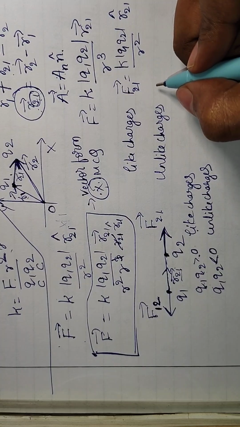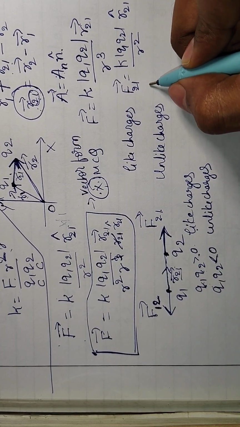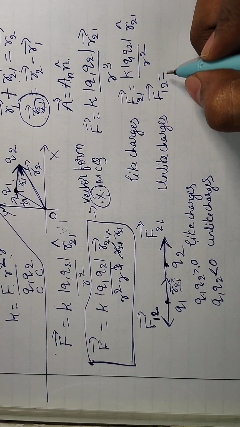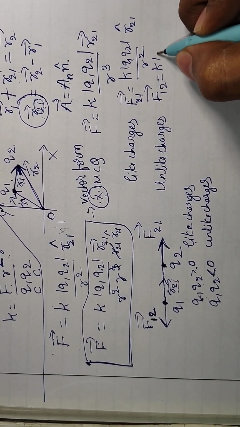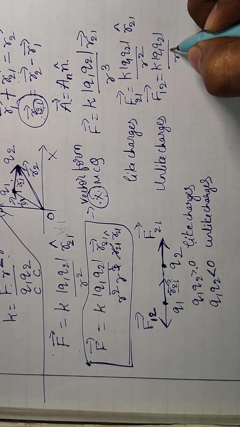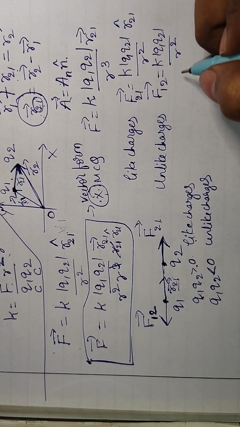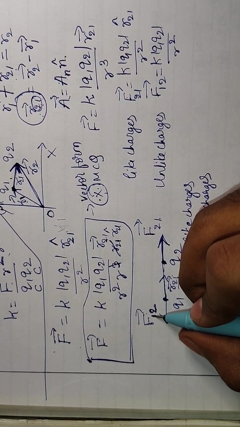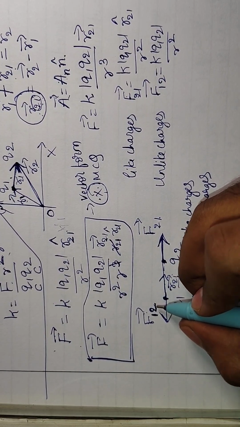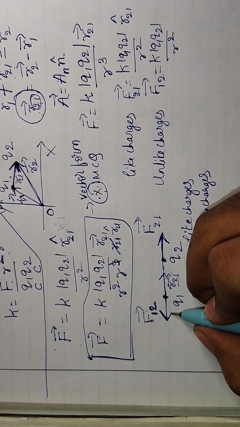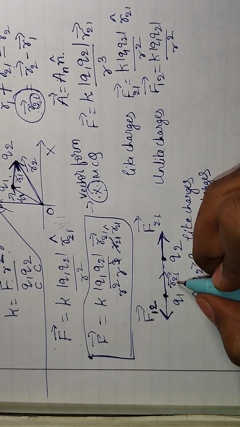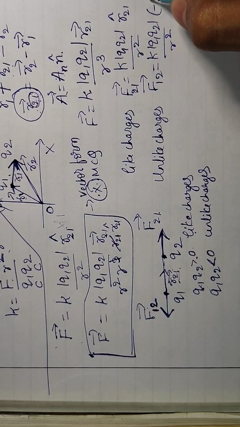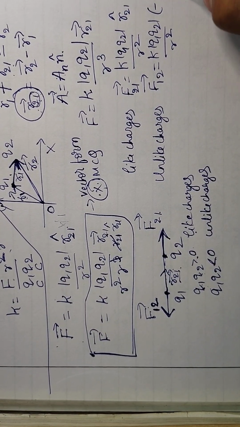Okay, similarly, can you tell me what will be F12 vector? F12 vector will be same. The magnitude remains the same, it won't change, K Q1 Q2 by R square. But what will be its direction? Now look here, this F12 vector, that is force on charge Q1 due to charge Q2, is moving in this direction. And which is that direction? It is in opposite direction to this R21 vector. So here you should write minus R21 cap.